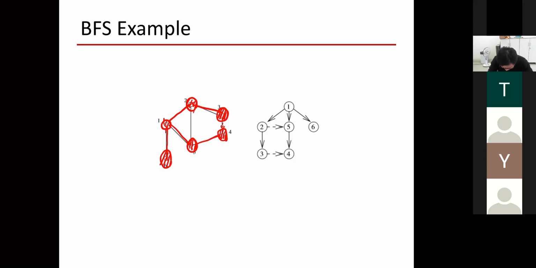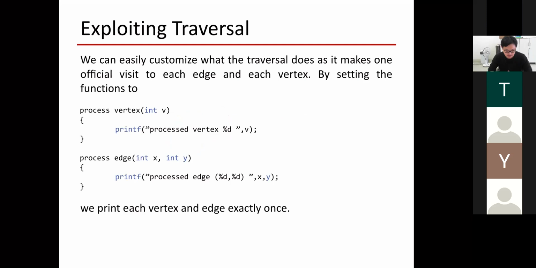Okay, back to here. 1, 2, 5, and 6. From 2, 3 and 5. 5, I don't need to do that because it is already discovered. It is on my list. Then 5 goes to 4, and 6 has nothing to do. Okay, I'm processed. Then 3 and 4. Then 3 is about to discover that guy, but it is not necessary because it is on my to-do list. Okay, so I'm finished. 4 is finished, 5 is finished, 2 is finished, 1 is finished. Okay, sequentially.